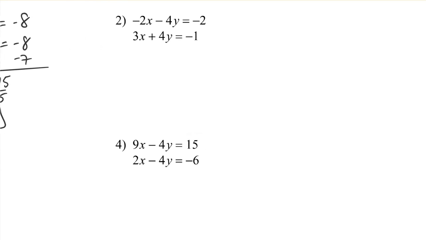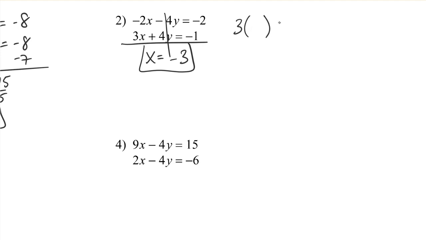Problem 2, we've got a positive and negative 4y. 3x minus 2x, x makes x. So x and negative 2 and negative 1 makes negative 3. So x equals negative 3. Let's plug this into the bottom equation.